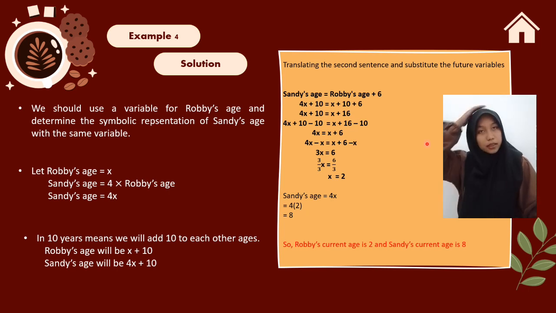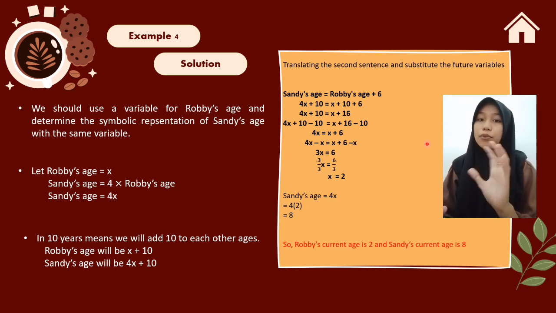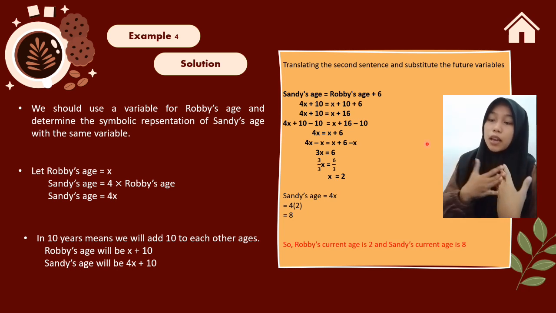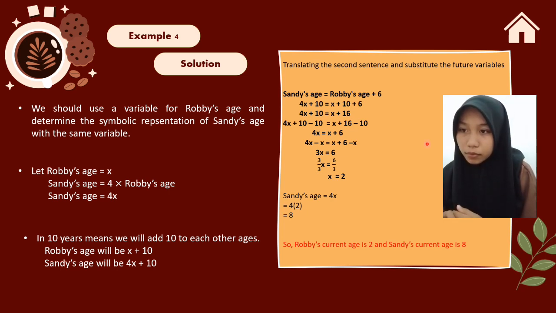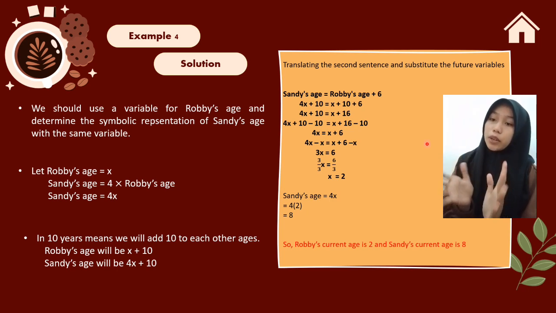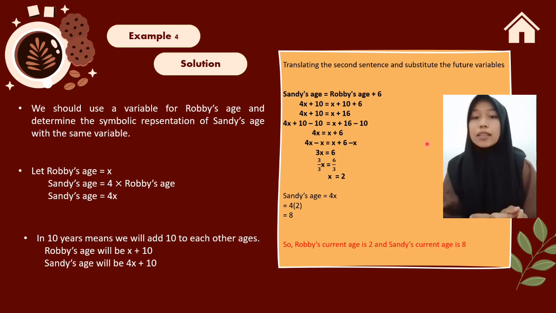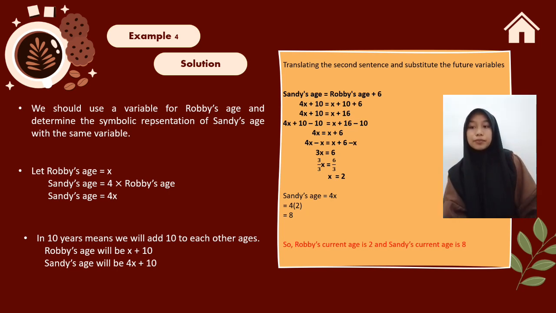Next, we add negative 10 to both sides, and we have 4x equals x plus 6. And next we add negative x to both sides, and we have 3x equals 6, and x equals 2. So Sandy's age is 4x, 4 times 2, equals 8. So Robbie's current age is 2 and Sandy's current age is 8.